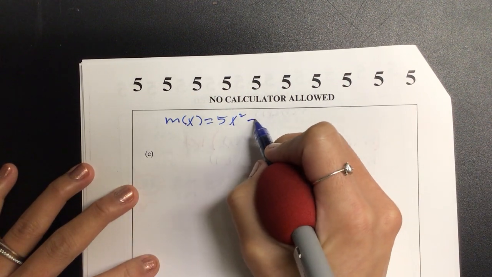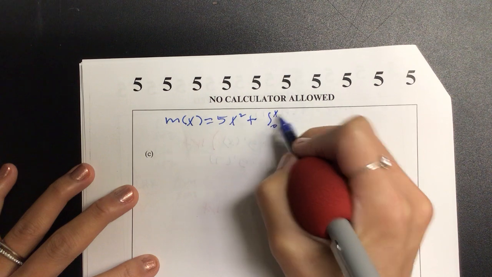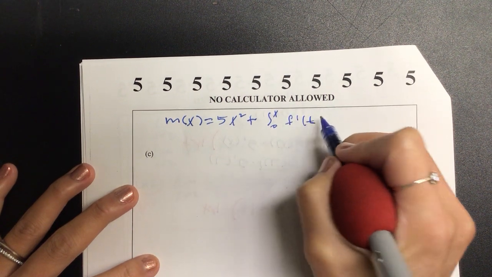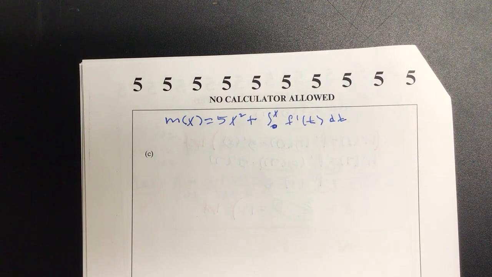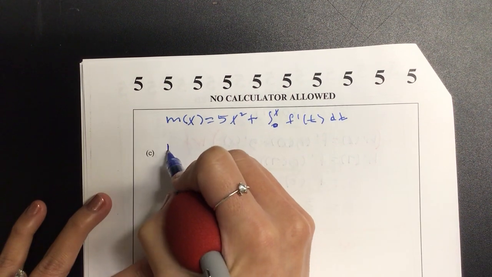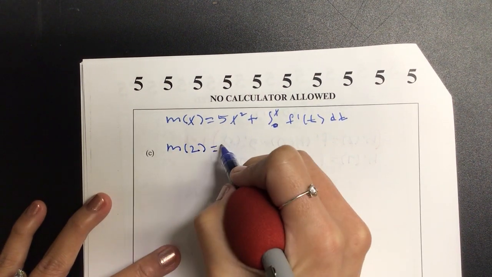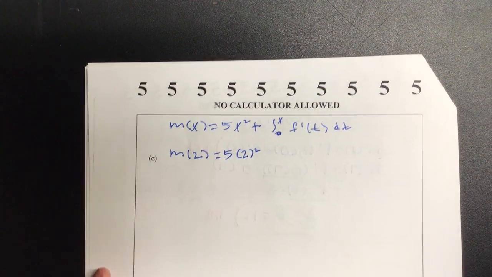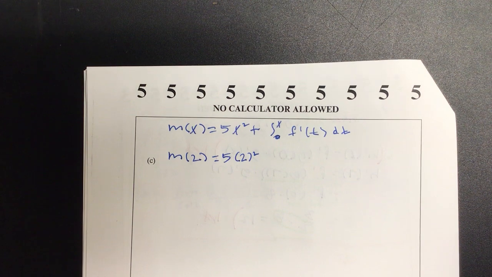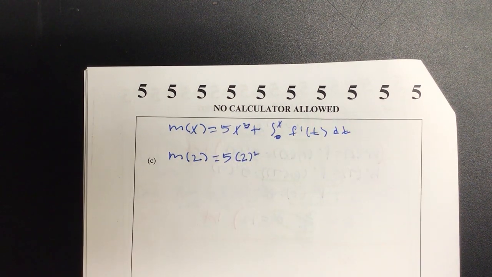So 5x squared plus, this is given, the integral from 0 to x of f prime of t dt. And they want us to plug in what? Plug in 2, okay. So we have m of 2. So we have 5 times 2 all squared. So then, imagine this. What's that? Oh, is it cubed? Oh no, where's my original? Let me double check. Okay, cubed. That is a sad day. Who caught it?